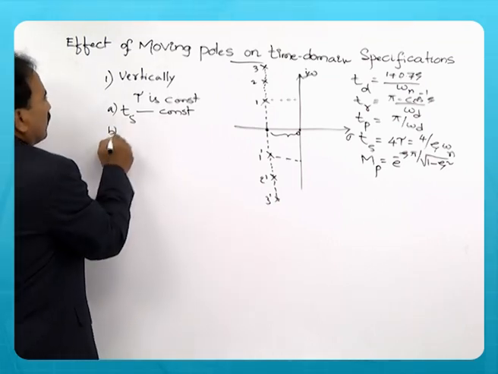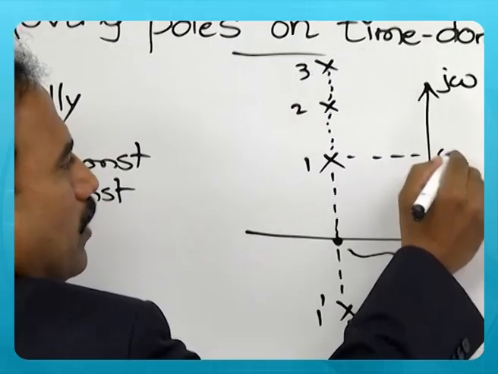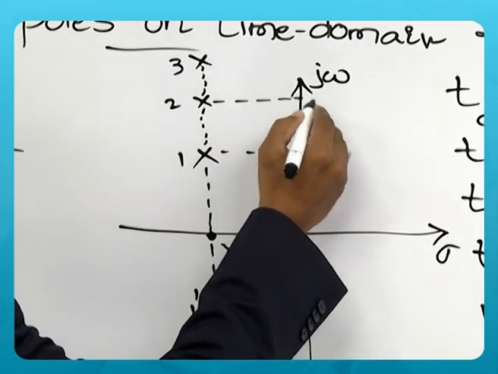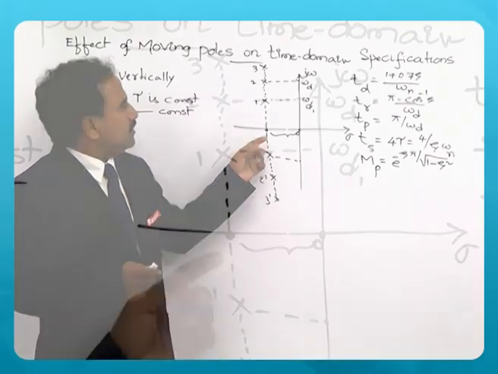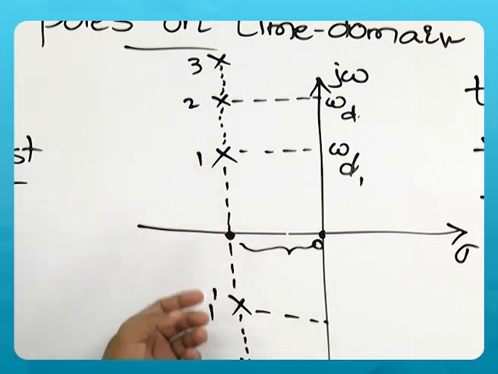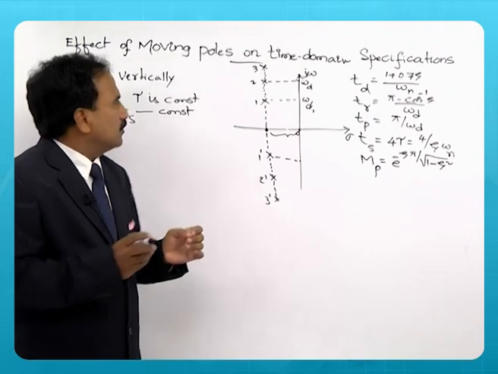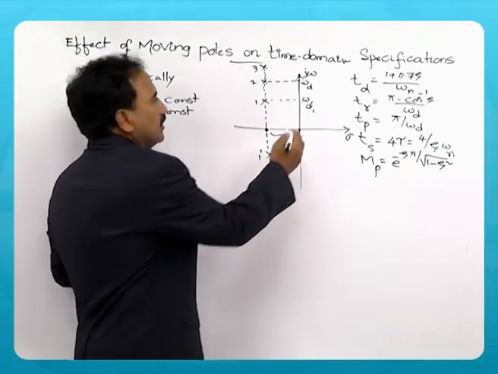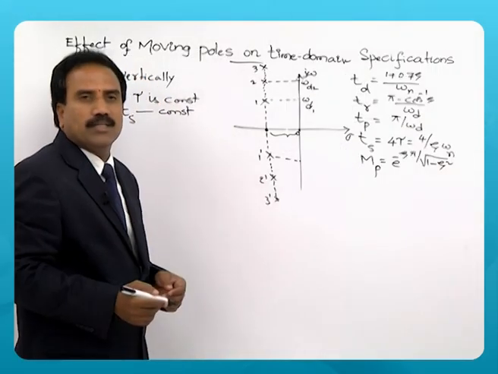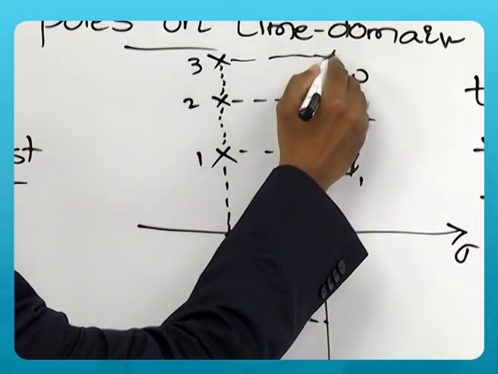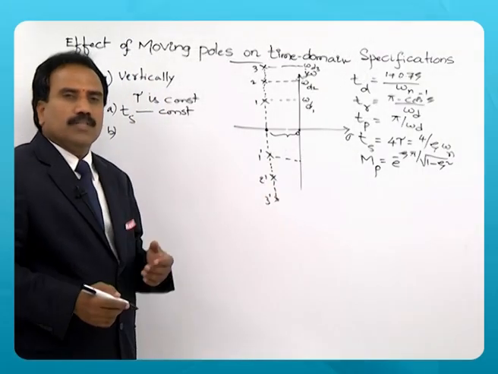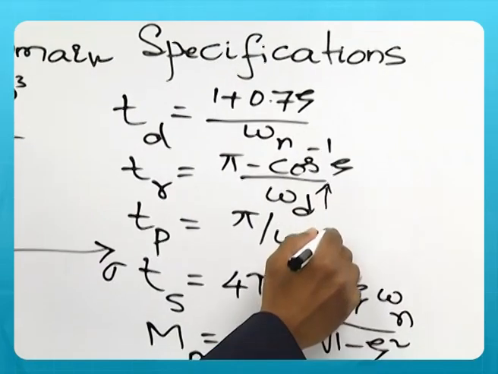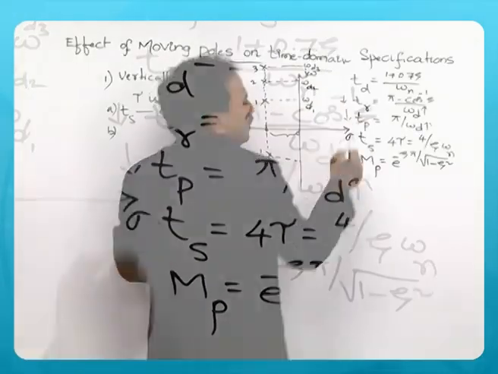Now, the second one. As you see, this part is called omega d, the damped natural frequency. So, this omega d is increasing. As the poles move vertically, when 1 becomes 2, there is a change in the damped natural frequency from omega d1 to omega d2, and further increase will give omega d3. So, there is an increase in the damped natural frequency. When omega d is increasing, you can see that rise time and peak time go down.